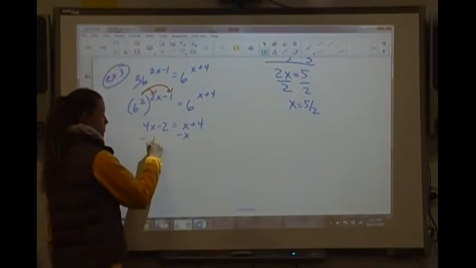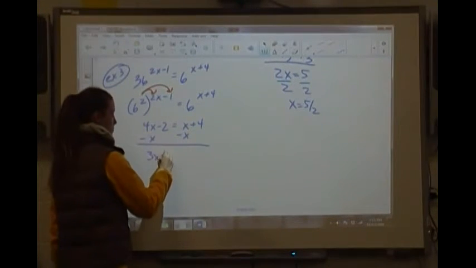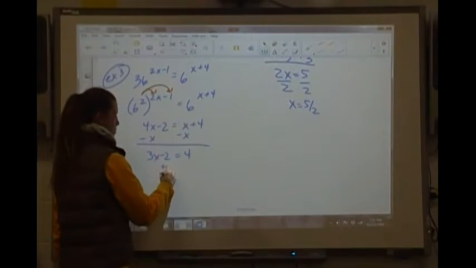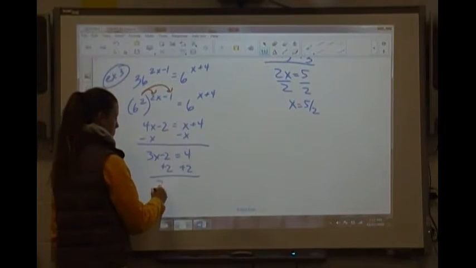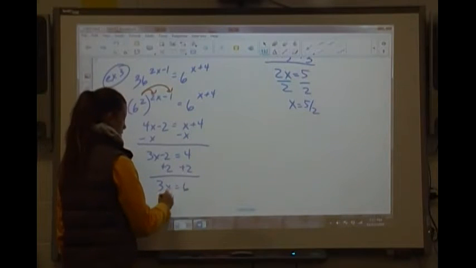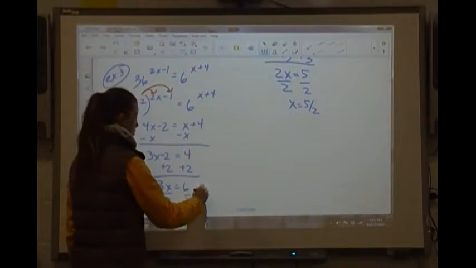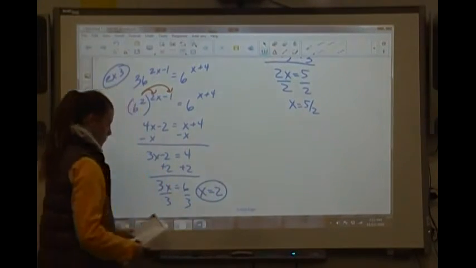Subtract the x over. Add the 2. Divide by 3. So x is 2.